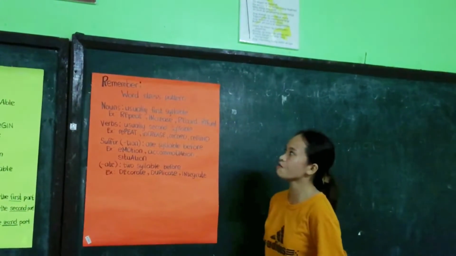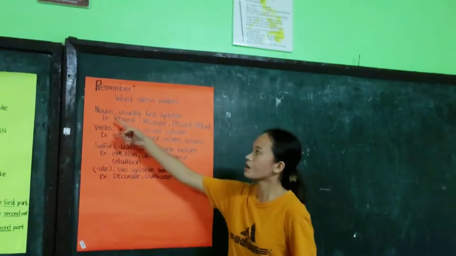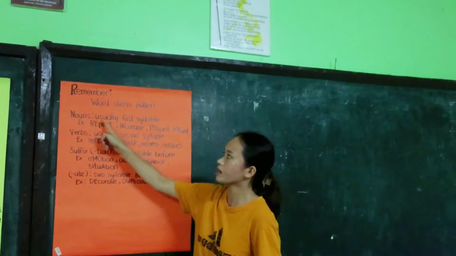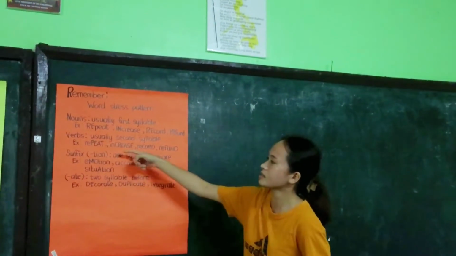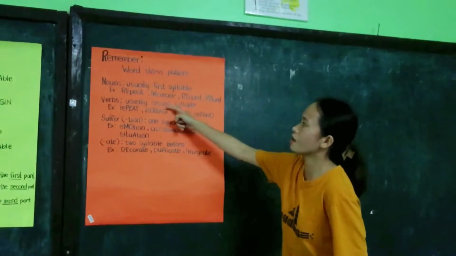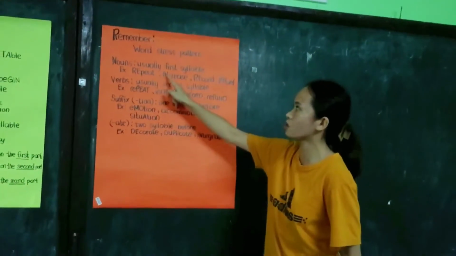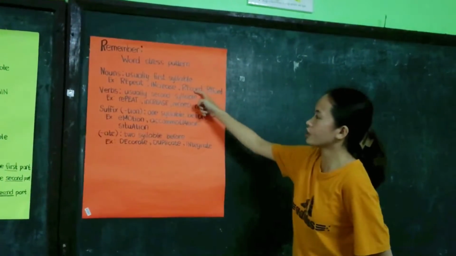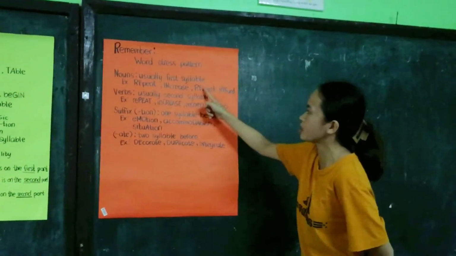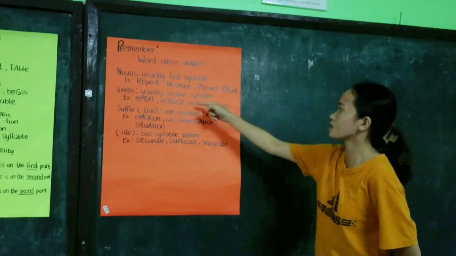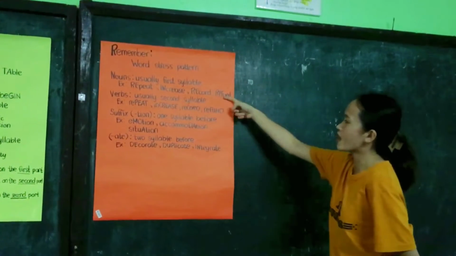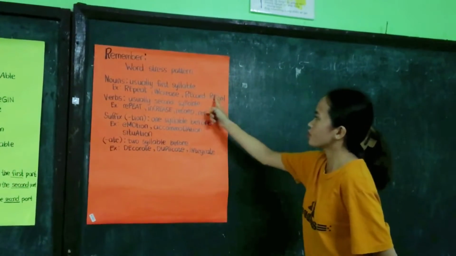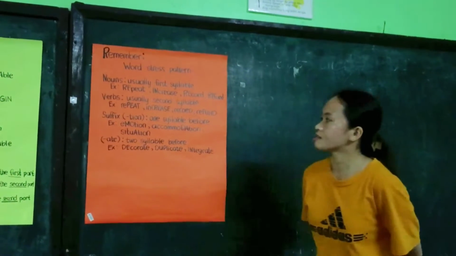In nouns, the stress is usually on the first syllable. Example, repeat. The first syllable is re, so the stress is put on the re. Next is increase. The first syllable is in, so the stress is put on the first syllable. Third is record. The first syllable is re, and the stress is put on the re. Fourth is refund. The first syllable is re, so the stress is put on the re, the first syllable.